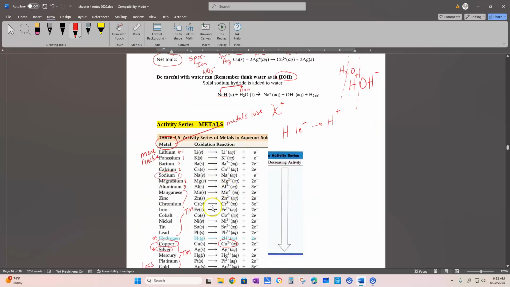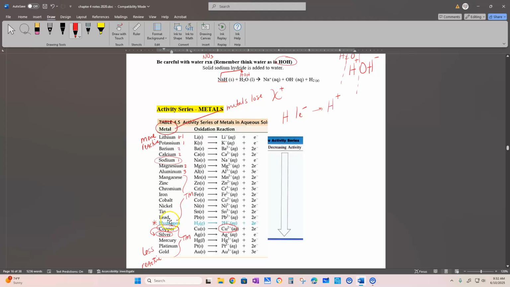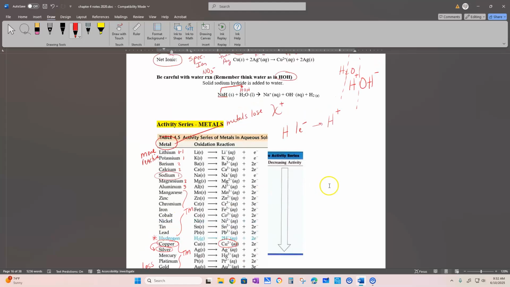And notice where hydrogen is? He's several elements below it. It's definitely going to happen. So sodium will replace the hydrogen, and I'm going to get sodium hydroxide. And then I will have the hydrogen sitting all by itself. I apologize, this hydrogen should not be there. I'll fix that in the notes. So sodium will replace the hydrogen, and then now you'll have sodium hydroxide aqueous.